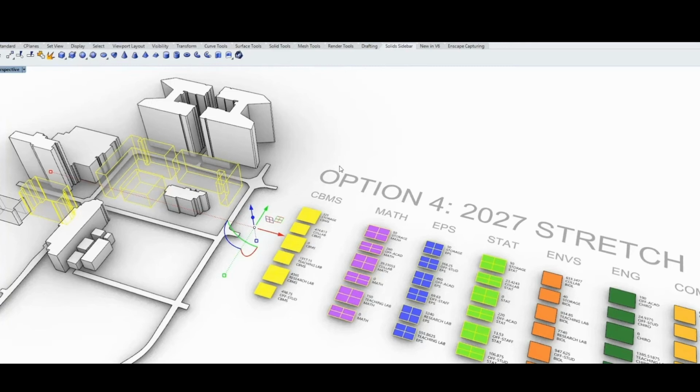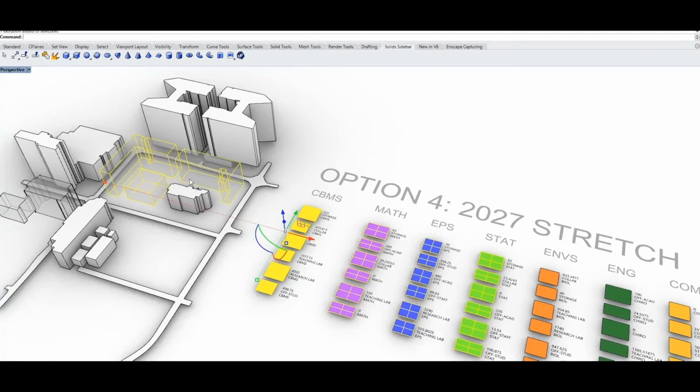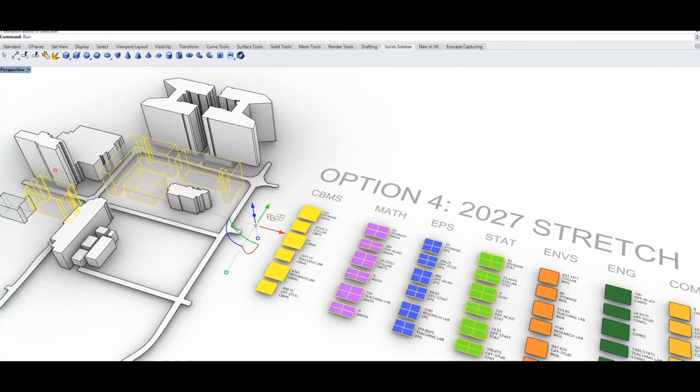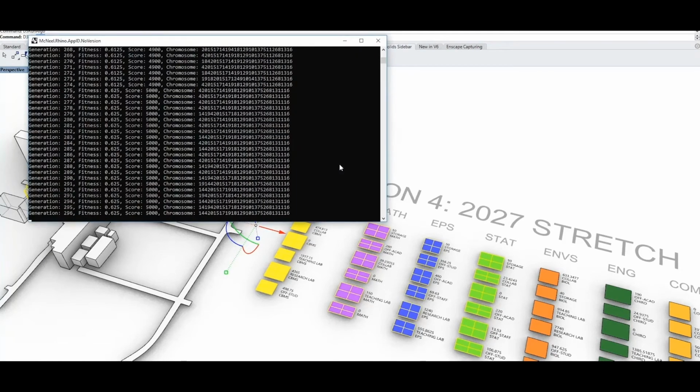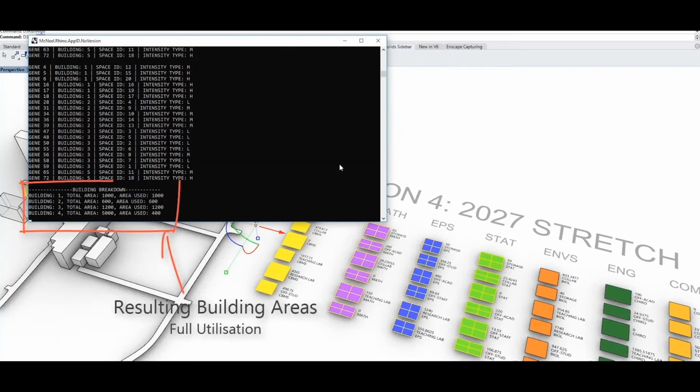What we're doing here is we're using genetic algorithms to start applying performance requirements, such as this department and this department require high intensity labs. This department is required to be associated with this, say maybe maths and stats need to be associated with environmental science. So we're applying not just space information, but performance and need information. Jeremy's developed an algorithm that allows them to.